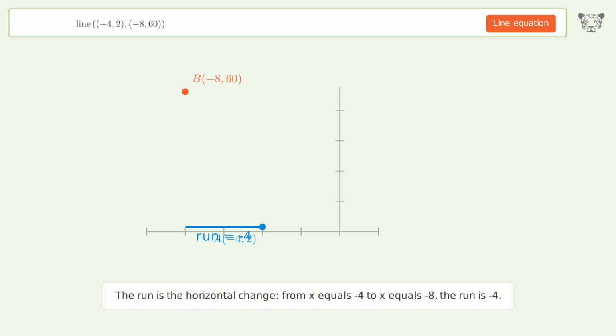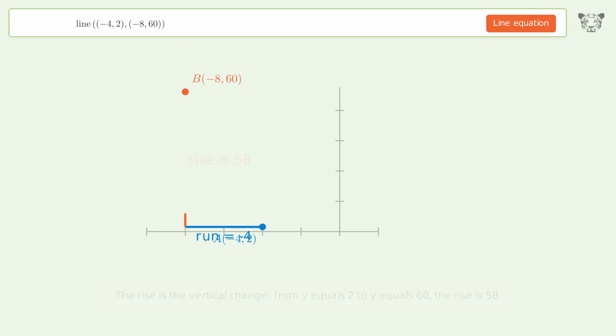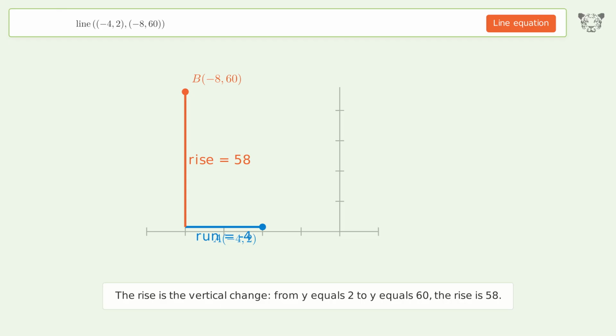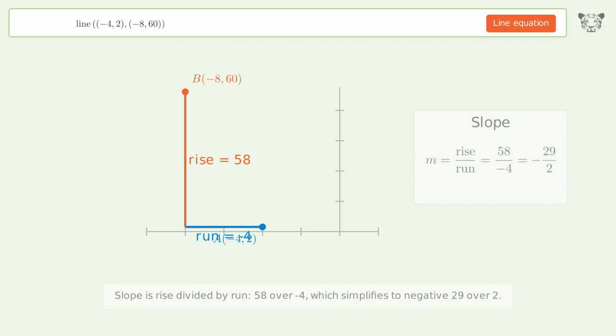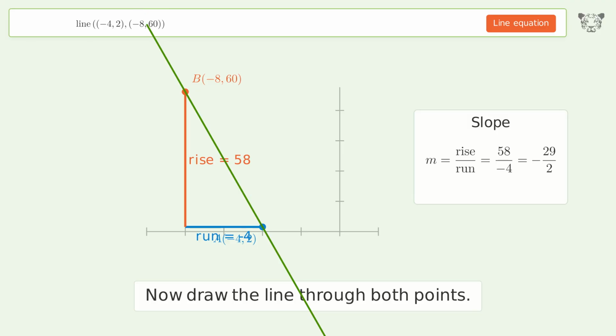The run is the horizontal change, from x equals -4 to x equals -8, the run is -4. The rise is the vertical change, from y equals 2 to y equals 60, the rise is 58. Slope is rise divided by run, 58 over -4, which simplifies to -29 over 2. Now draw the line through both points.